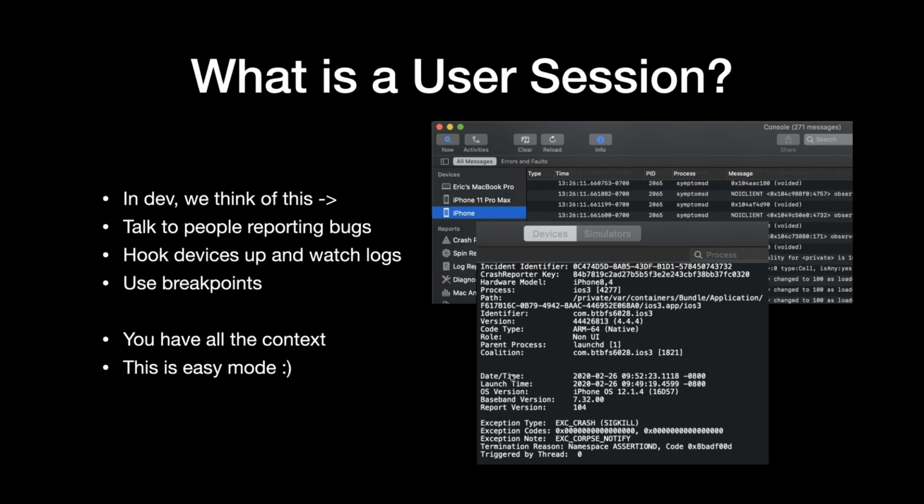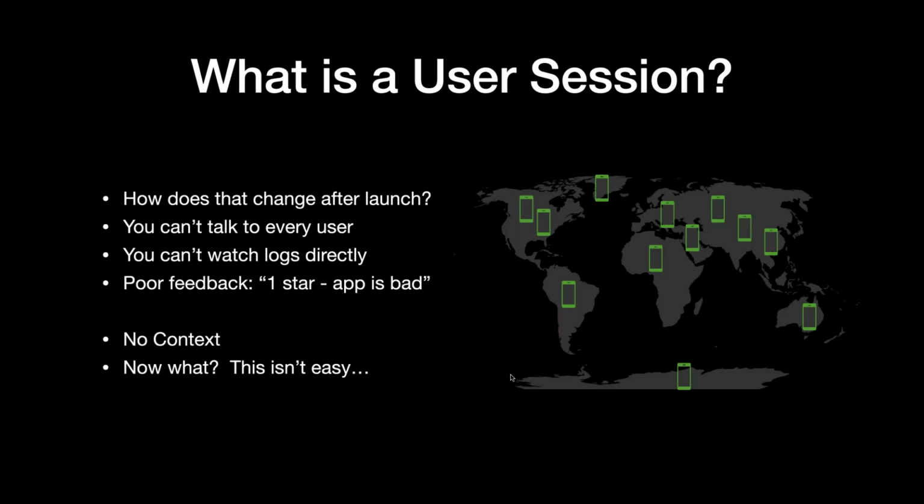That doesn't mean all bugs are easy. Of course, there are still really challenging bugs that you have to deal with when you're in dev. But generally, I consider that to be easy mode because you have all of that context sitting right there, and you can talk to that context and query it and debug it. It's very easy. When you move into production, things are going to change.